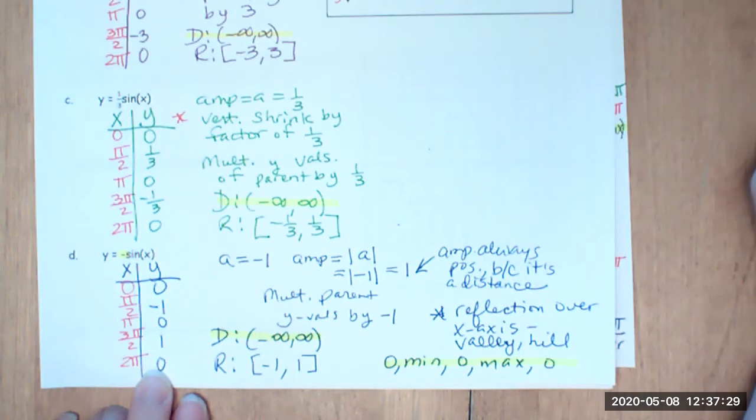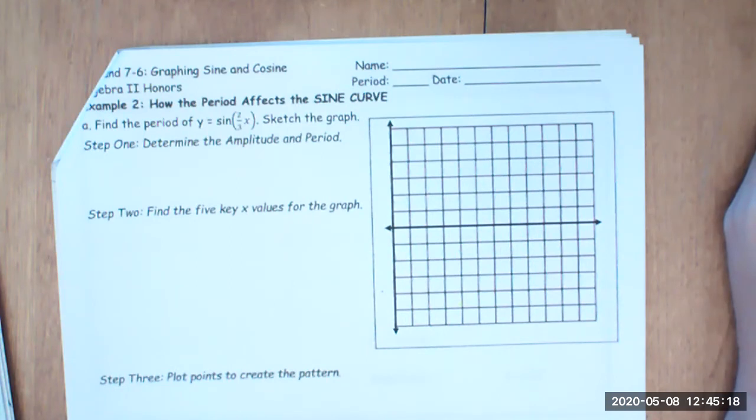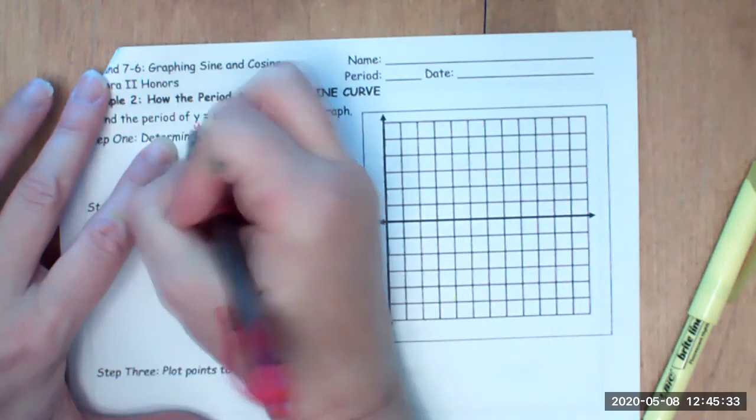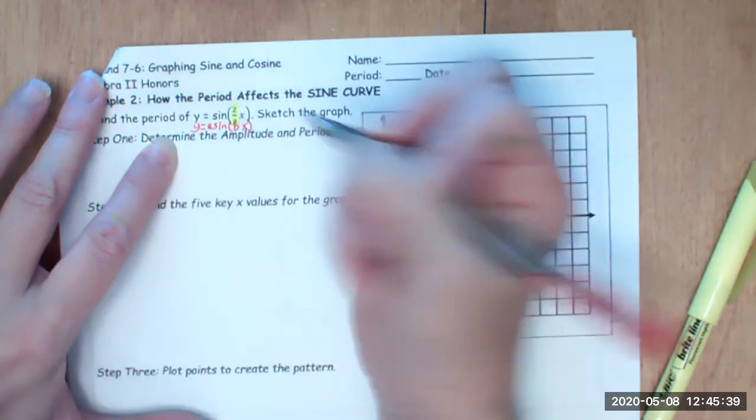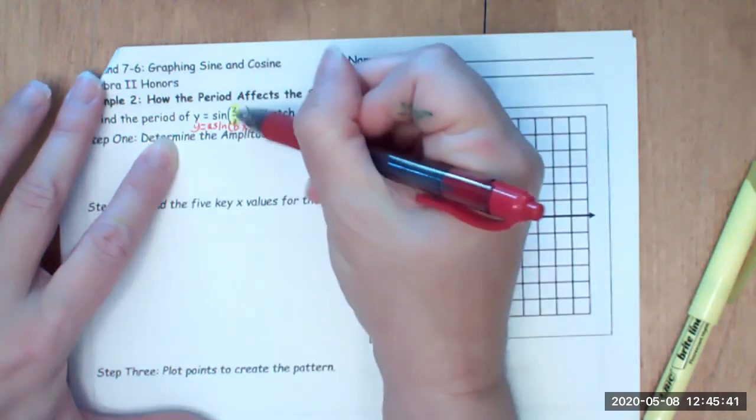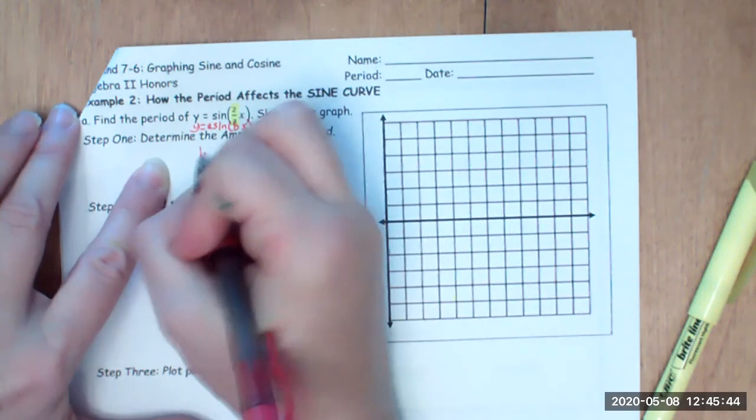Okay? So we're going to go on now, and we're going to see how changing the value of B affects the graph. We're going to look now at how the period affects the sine curve. And what you want to remember is that the period is based on the value of B. Okay? And so here is B, because if we remember the formula, we have y equals A sine of BX. Okay? So B is 2/3 in this particular case.